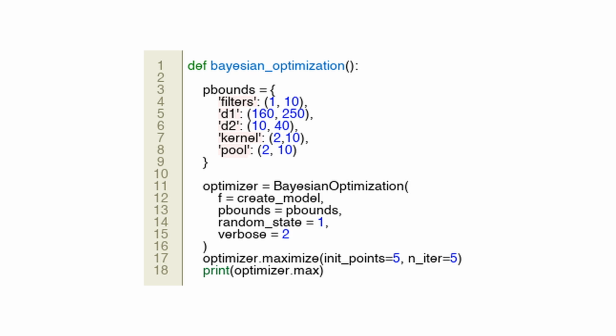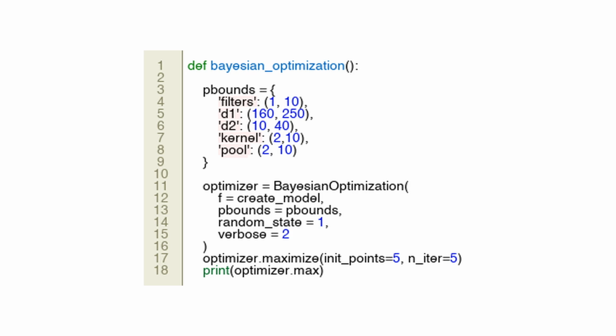The optimizer then runs by calling its maximize method, which takes two arguments, init points and niter. Init points denotes the number of randomly chosen points to evaluate before applying the Bayesian optimization process, while niter is the number of iterations for the optimization process after the initial random points. Thus, the optimizer will perform a total of 10 evaluations of the create model function, 5 initial random ones, and 5 guided by the Bayesian optimization algorithm's results.